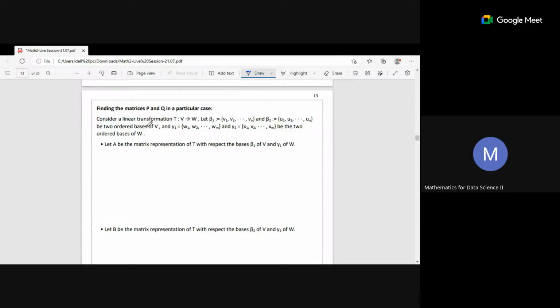And what is the plural for basis? Bases. ES is the plural for basis. So if you see ES, it means plural.